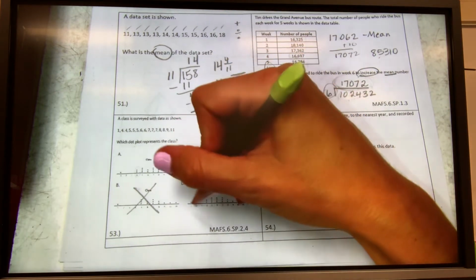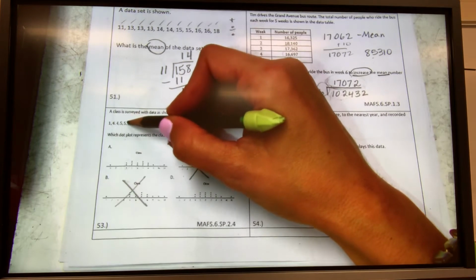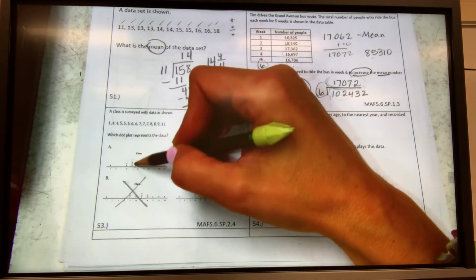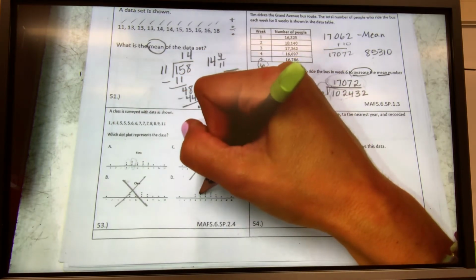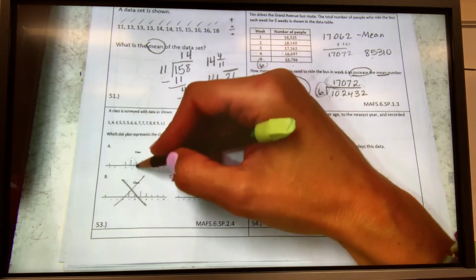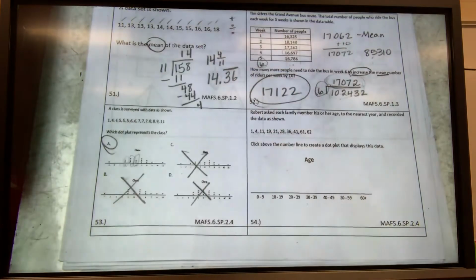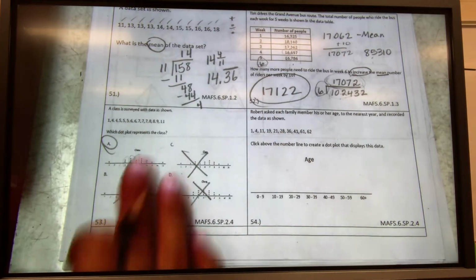That one has a 3. That's not right. This is a 4, 4. And then there's 1, 2, 3 5s. That one has 3 5s. This one has 3 5s. Oh, this is where it's going to be 6. 2 6s. That has 3 6s, so this one's out. So A is my answer. Look for differences. That's how I figure those out.